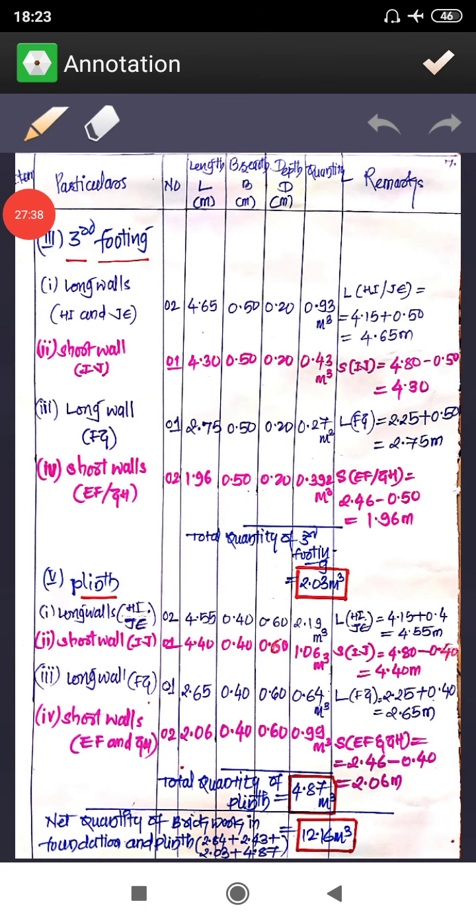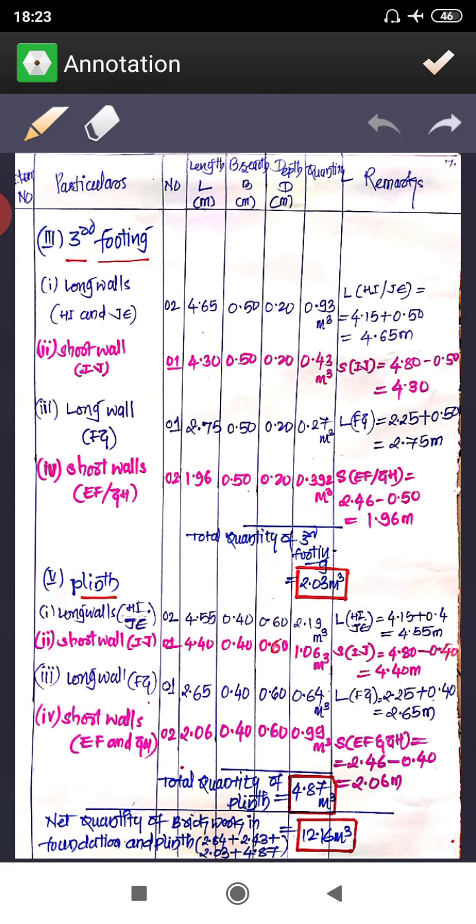Now for third footing again, see that, for longer wall 4.15 plus 0.50. Third footing width is 0.50 and depth is 0.20. For longer wall series it is 4.15 plus 0.50, it is 4.65 meter. Now for shorter wall, see, you have to deduct the quantity, that is 4.80 minus 0.50. Like that you have to do and you'll be getting the quantity. So for third footing I have got the quantity as 2.03 meter cube.